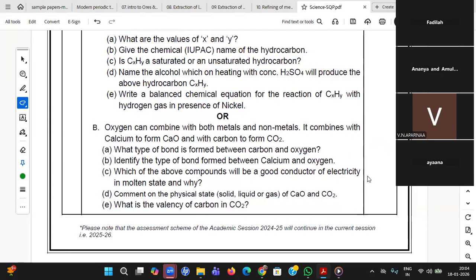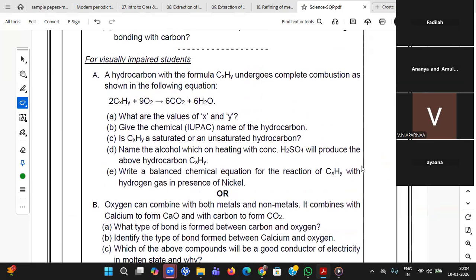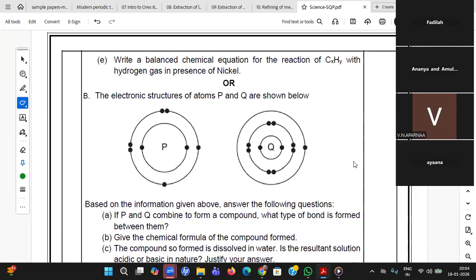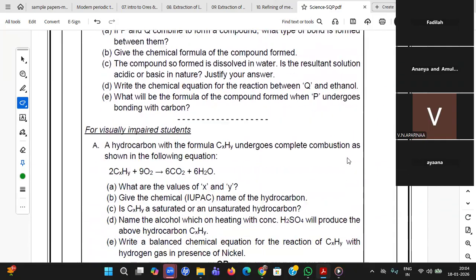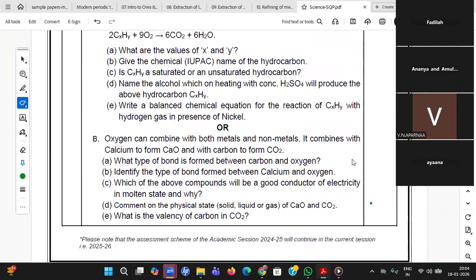Yeah, metals and non-metals. So in this one, how many marks is the question? 4 marks? 3 marks? 3 marks, I guess. 5 marks. Oh my god, 5 mark questions. So student, last question, last question. We'll do it and stop.